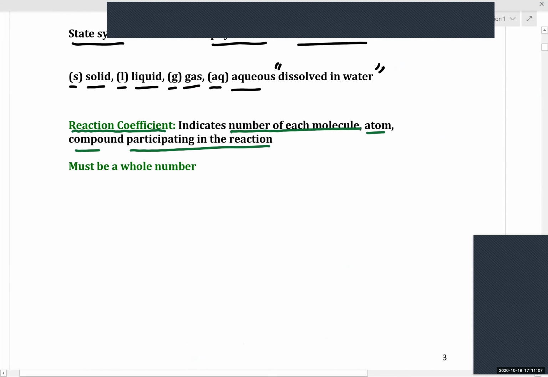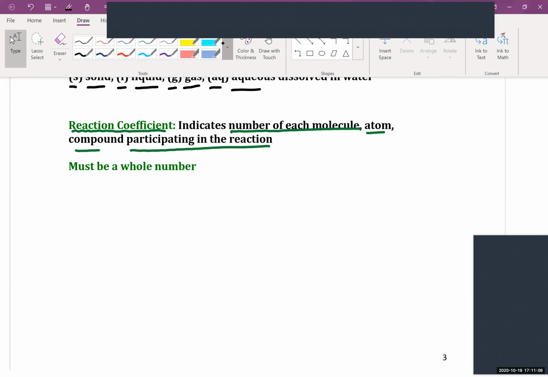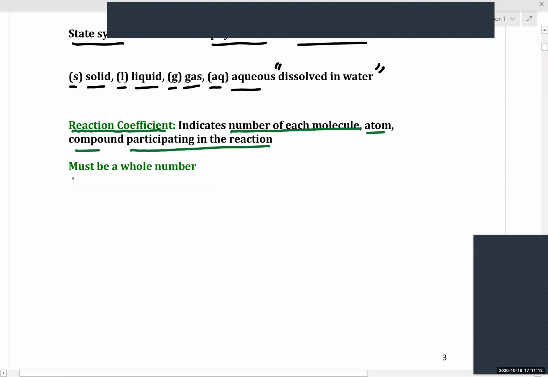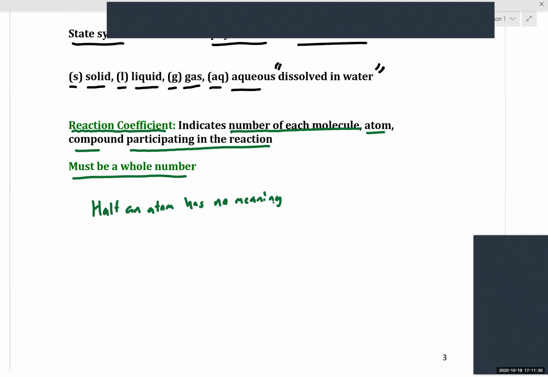So, one important little rule that we need to remember is that the reaction coefficients must be a whole number. And the way I remember this is that half an atom has no meaning. You can only have the smallest subunit of matter. You can't think about a chemical equation in terms of half of an atom because half an atom doesn't behave or react like that element. So the reaction coefficients must be a whole number. So no fractions, no decimals.